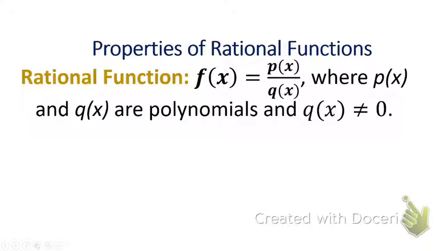Here we go. We're graphing. We're going to talk about properties of rational functions. I think the most important part to write down is just what is a rational function. So a rational function is when you're dividing two terms that both have an x. And the main thing to keep in mind is that the denominator cannot equal 0.